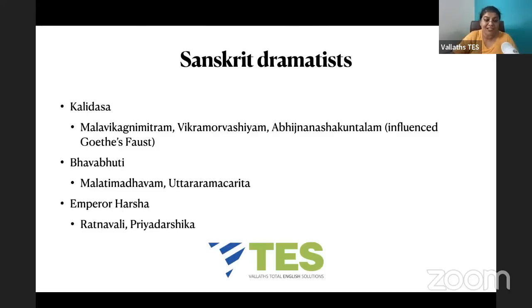And Emperor Harsha. He wrote Ratnavali. He was an emperor of the Pushyabhuti kingdom. Have you heard of that? And he wrote works. Did you know that? When did he find time? I don't know. And Harsha was defeated by Emperor Pulakeshin of Chalukya dynasty. Anyway, this Harsha wrote Ratnavali and Priyadarshika. I have just put some important names here.